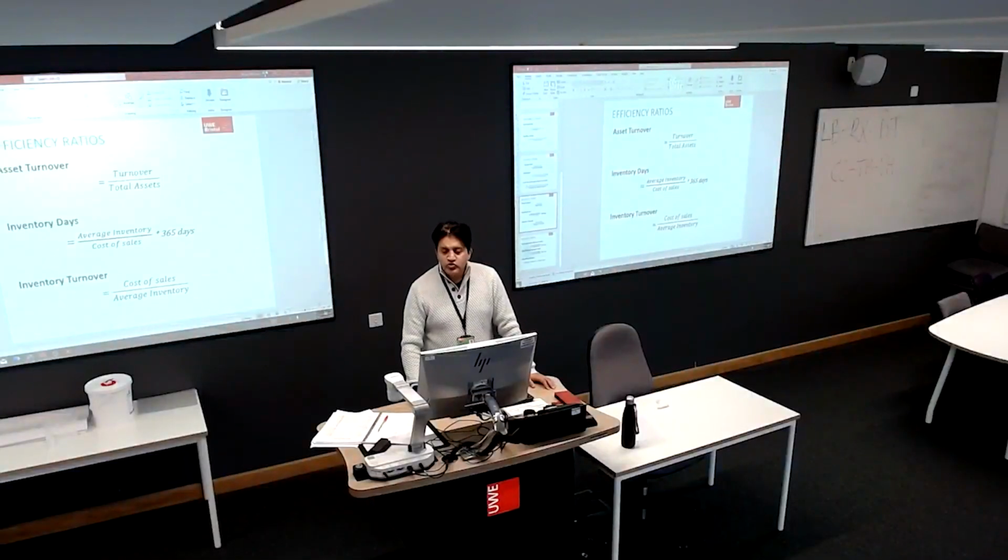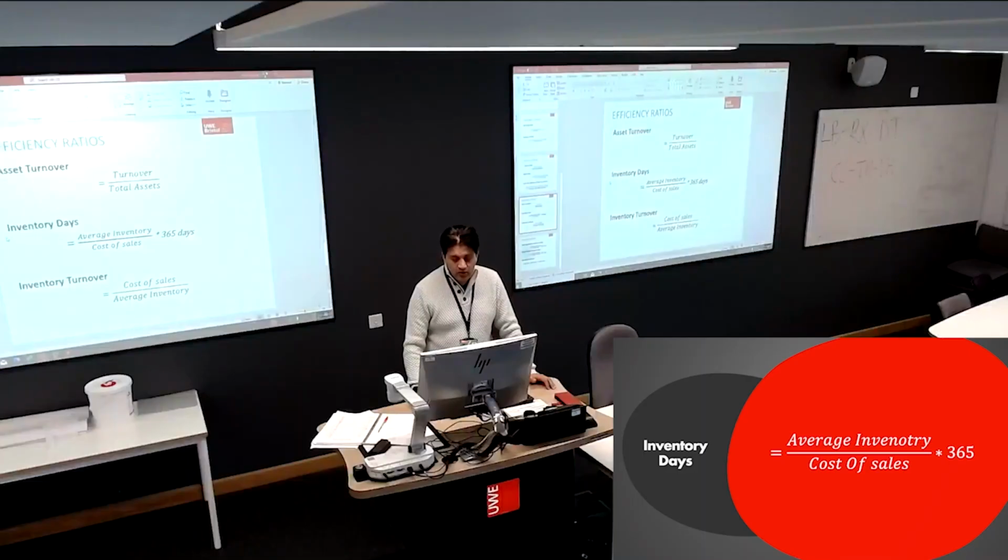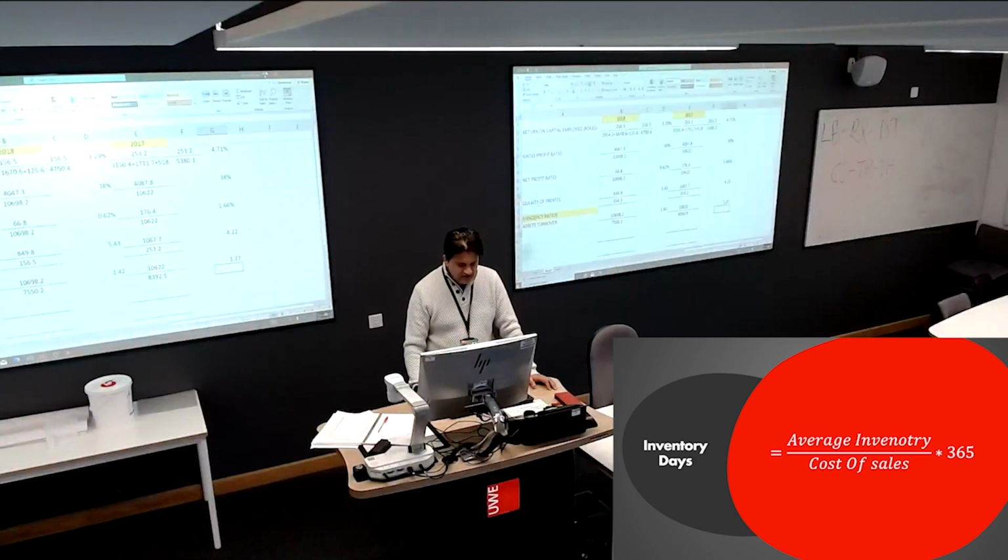The next two ratios should be analyzed together because they look at inventory management. Inventory days tells us how long it takes the company to sell their inventory. Two figures are needed: average inventory divided by cost of sales times 365, which converts the data into days. So let's look at the first one first, inventory days.